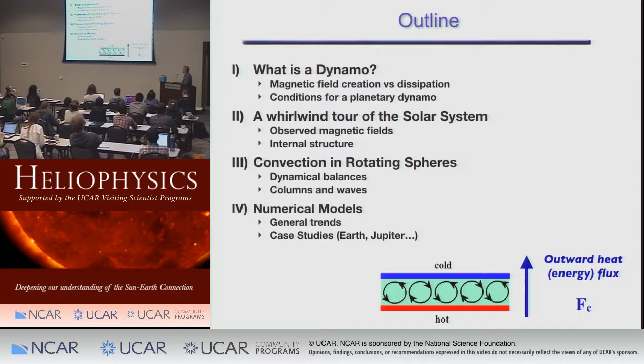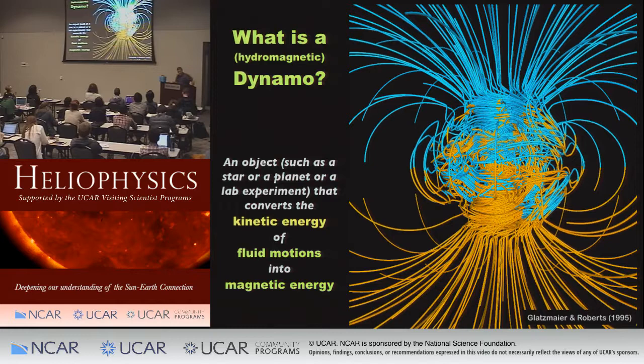And the movement of hot fluid up and cold fluid down gives rise to an outward energy flux, or an outward heat flux. We'll call that F_C. So this outward heat flux is key to driving dynamos both in planets and in stars. So start out with what is a dynamo. A dynamo is an object, for our purposes here, an object such as a star or planet that converts the kinetic energy of fluid motions into magnetic energy.